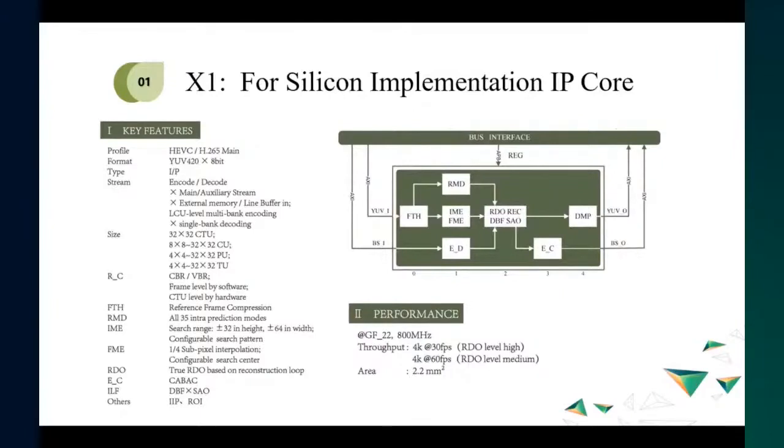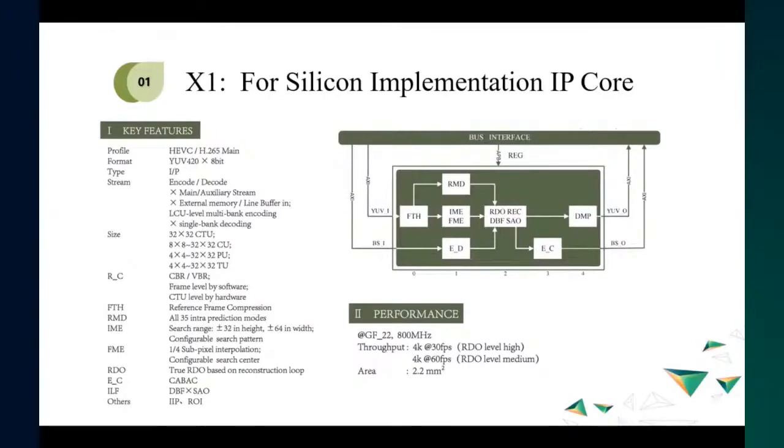So here we support the reference frame compression. And for the RMD, we support all 35 intra prediction modes. For the IME, the search range is 32 in height and 64 in width. It also supports a configurable search pattern. For the FME, it has 1/4 quarter-pixel subpixel interpolation, and it also supports a configurable search center.